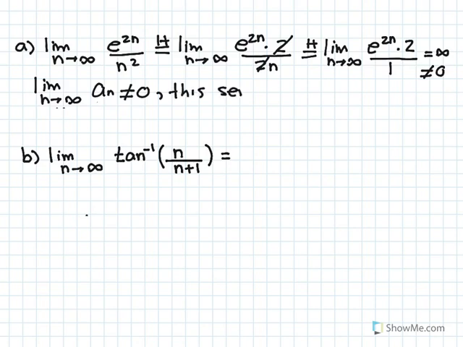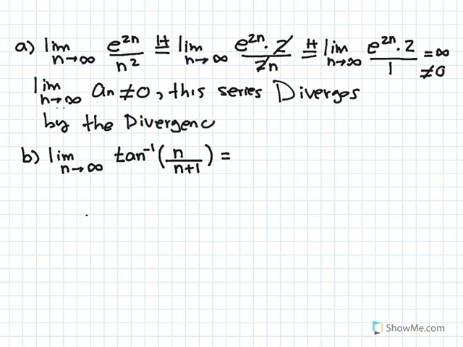This series diverges by the divergence test. Recall the divergence test: take the limit of the nth term. If the limit is not 0 or does not exist, then basically we say the whole series diverges by the divergence test.